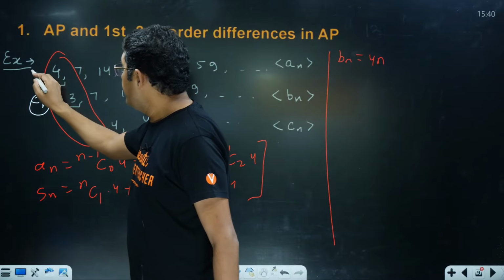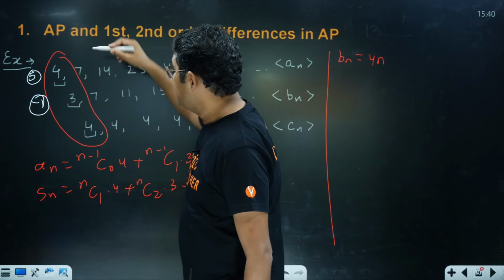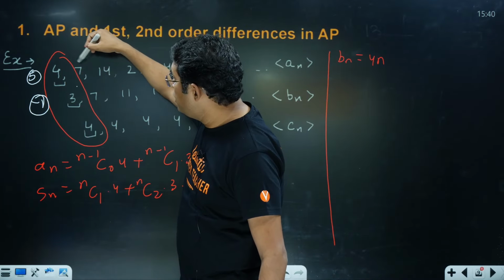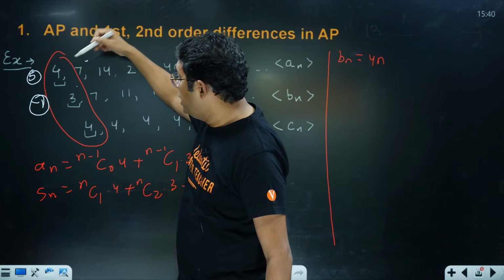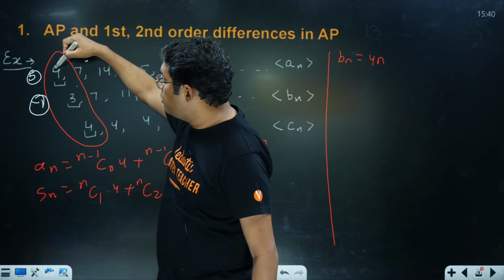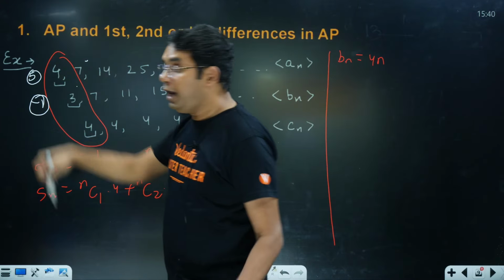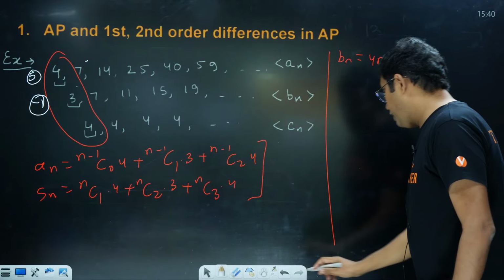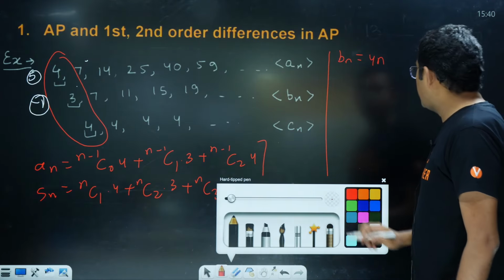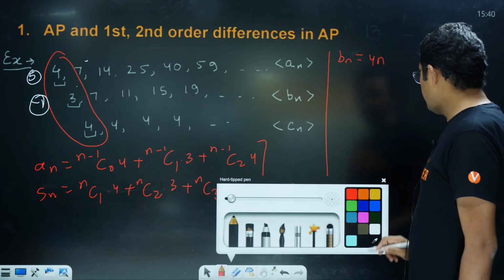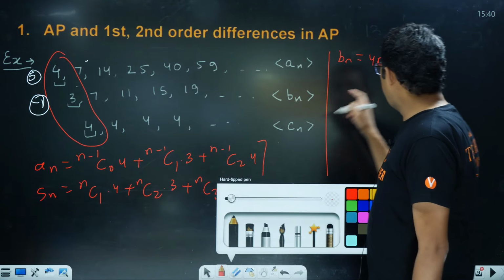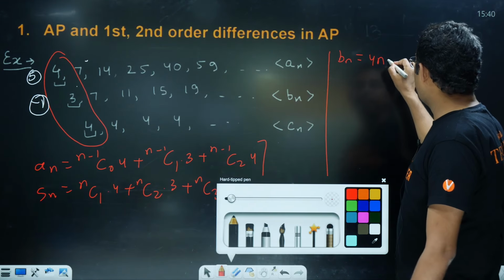Similarly, here it should have been 5, isn't it? Because whatever is written here, it is actually the difference of these two. 7 minus 4, 3. So here, if it is minus 1, it should be 4 minus 5. So here A naught will be equal to 5. So with this, I think now we can do the calculation very easily. So what we got, Bn will be equal to 4n minus 1.